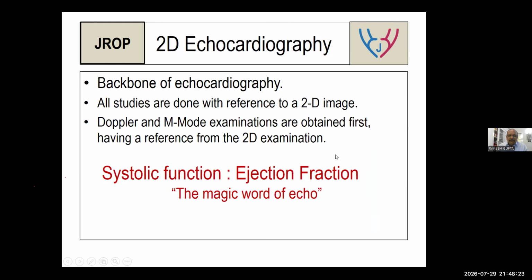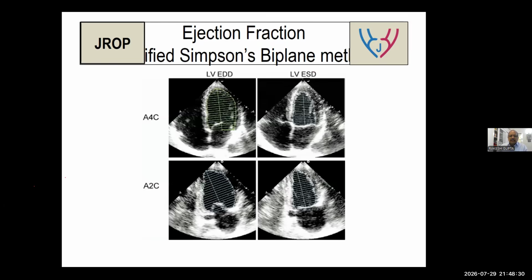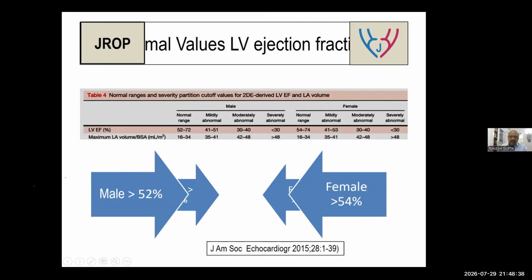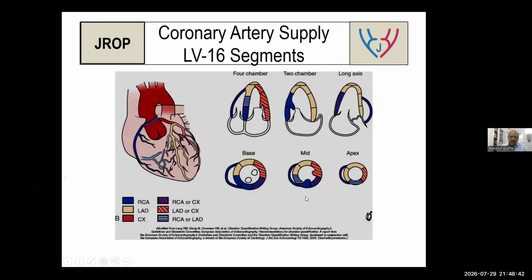So when we talk of wall motion abnormalities, we always talk of systolic function. And this systolic function, I'm not going to go into details of this, is calculated by biplane modified Simpson's method. By this method, male more than 52 and female more than 54% of LV contraction is normal. And we always take into consideration the 16 segment model or 17 segment model, whichever you want.